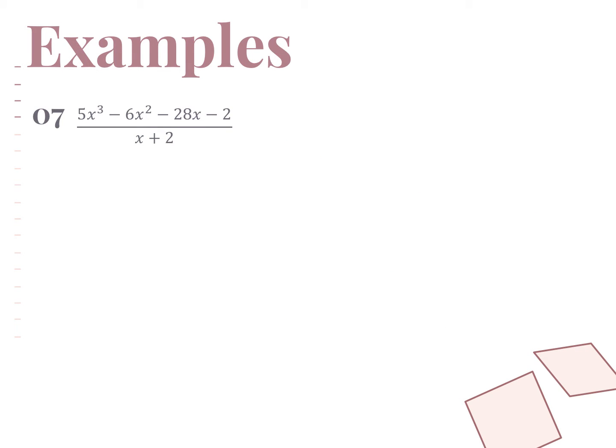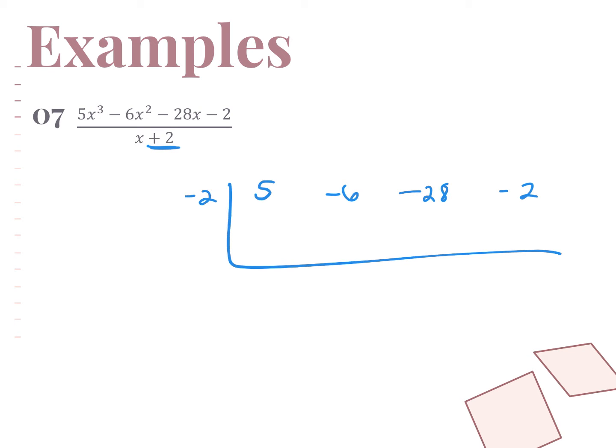All right, now we've got the one with the coefficients, right? Again, it's in decreasing degree order, so I'm not rearranging anything yet. But this time it's not just 1s and 2s. This is 5, then negative 6, then negative 28, then negative 2. On the outside goes the opposite of what's here, which is negative 2.